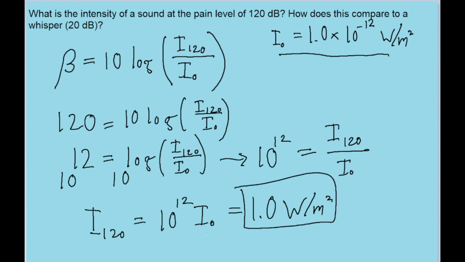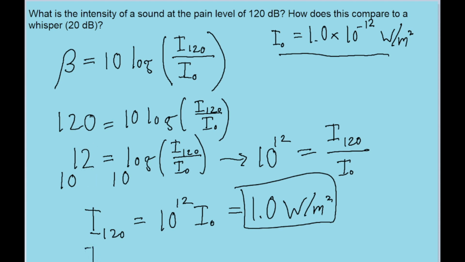Now the problem also asks us how this compares to a whisper. So basically it's just saying if we were to go through this exact same process again, except where beta is equal to 20 decibels instead of 120, then how does it compare? Well, to find that out, you just go through the exact same process again, except instead of using 120 here, you would use just 20. So when you divide it by 10, instead of getting 12 here, it turns into just 2.